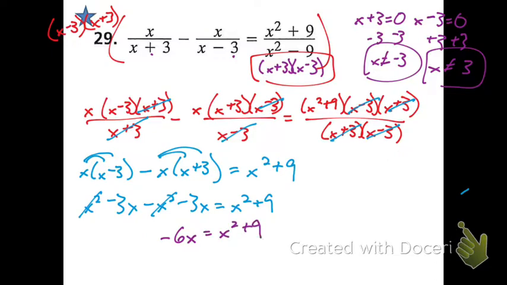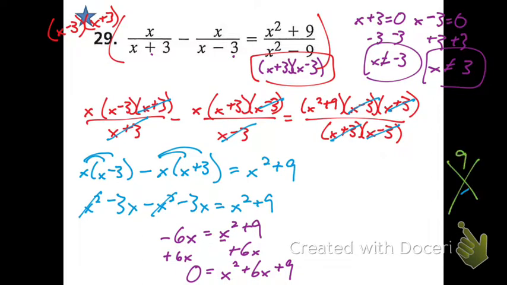Now here's the problem. I can't solve this just by dividing both sides by -6. I have to get one side set equal to 0. If you have an x squared, you have to get one side set equal to 0. So I'm going to add 6x to both sides. I get 0 is equal to x squared plus 6x plus 9. And if you say, oh, F word, I have to factor, you're correct, ladies and gentlemen, because you do. You got to factor. What two numbers multiply to a positive 9 and add up to a positive 6? That'd be 3 and 3.